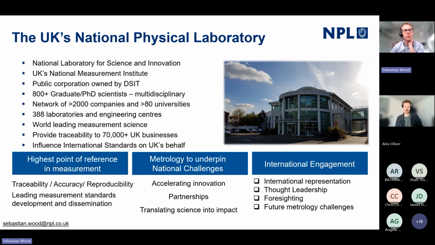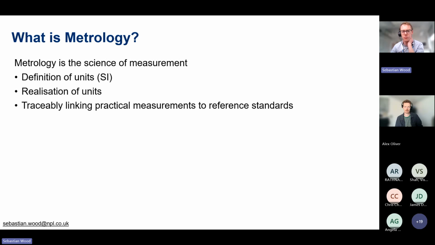Okay, so broadly, all of this is what we understand by the word metrology, not to be confused with meteorology. Metrology is the science of measurement. So it's about how we define our units, the SI system, but also about how we realize them. So it's all well and good to define what a second is in terms of transitions of an atom, but to actually make that useful, you have to realize it. And then the bit at the end, which is really my focus, is about how you can traceably link practical measurements that you can do in a lab or in an industrial setting to the SI system.